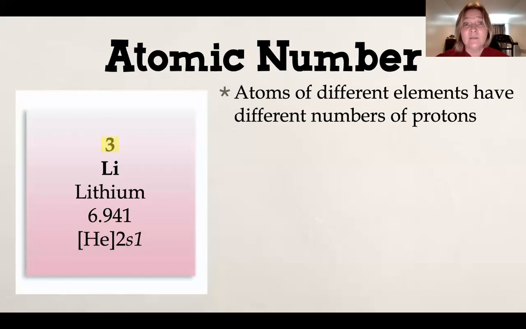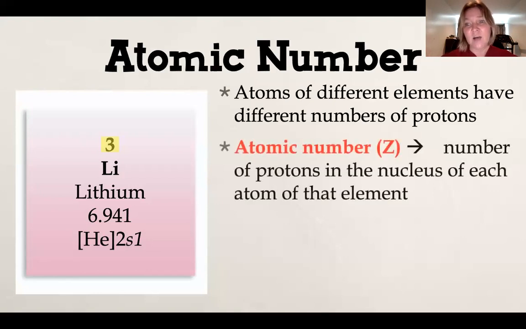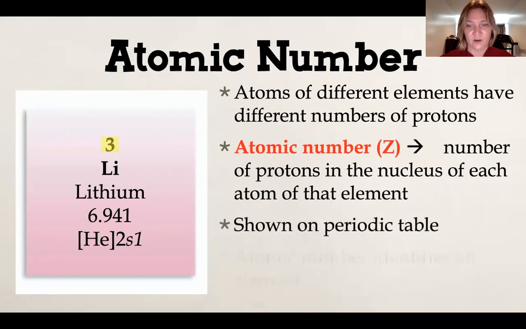Okay, I know that I have talked about atomic number and atomic mass before, but just as a review because it relates to the last section of chapter 3. Atoms of different elements have different numbers of protons. This is atomic number, which is the number of protons in the nucleus of each atom. Remember that the identity of the element is based on the atomic number. And of course, it's shown in the periodic table.